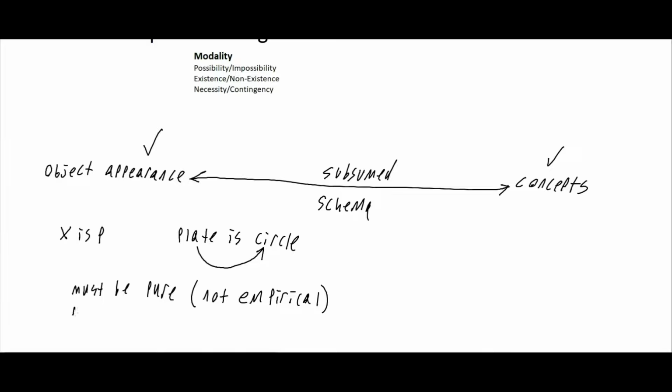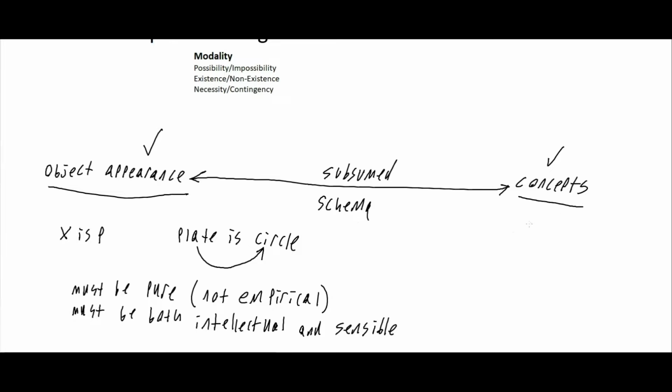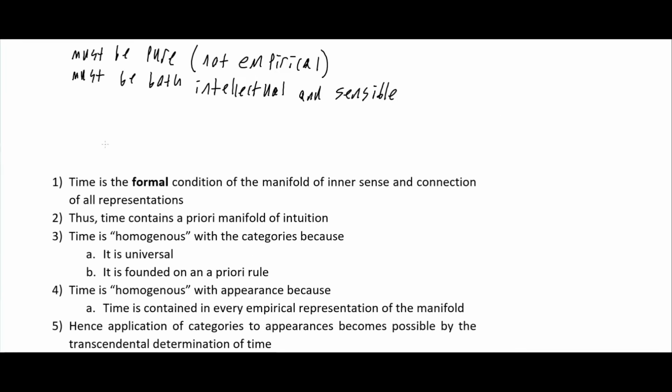And he says it also must be both intellectual, which is the conceptual side of it, and sensible. And so it must overlap with both the appearance and the concept. Kant uses the word homogeneous for this. He says that it must be homogeneous with both the object appearance and also with the rule-based or abstract concept. So it must be homogeneous with both of those.